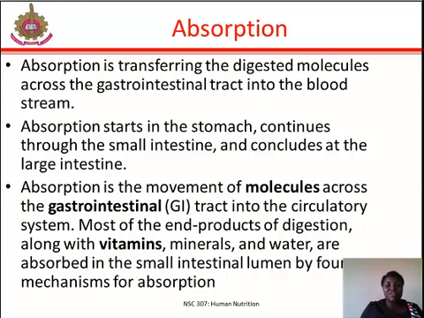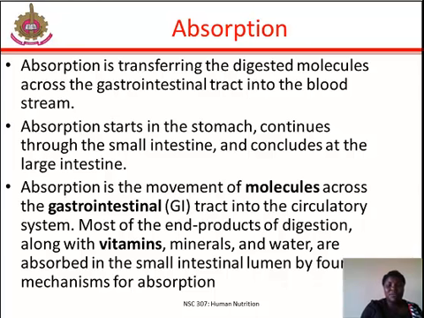Most of the end products of digestion, along with vitamins, minerals, and water, are absorbed in the small intestinal lumen by 4 mechanisms of absorption, which include active transport, which requires energy, passive diffusion, endocytosis, and facilitative diffusion. Nutrient absorption is efficient because the gastrointestinal tract is folded with several surfaces for absorption, and these surfaces are lined with villi and microvilli cells. Efficient absorption can be compromised due to lactose intolerance. It is usually due to the lack or absence of the enzyme lactase, which breaks down milk sugar.